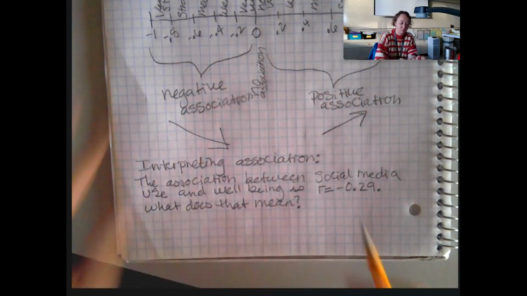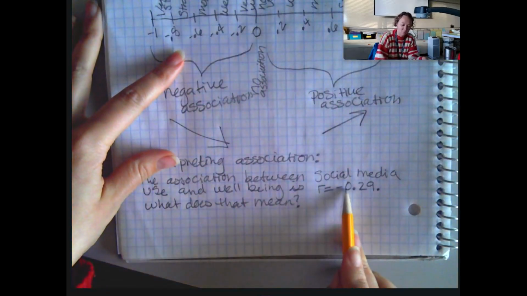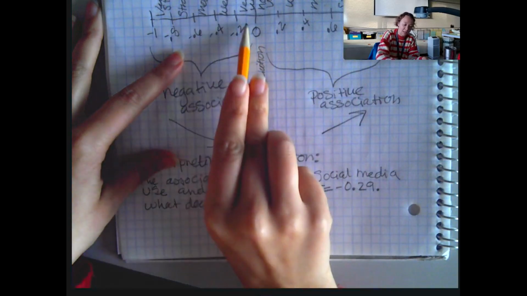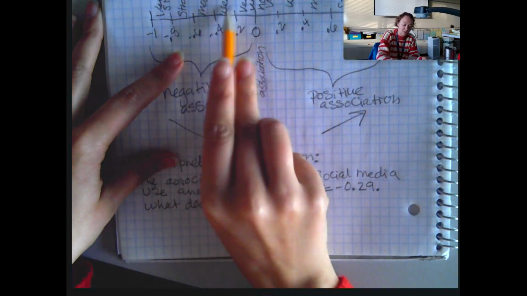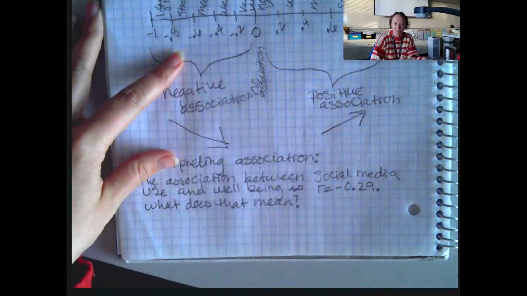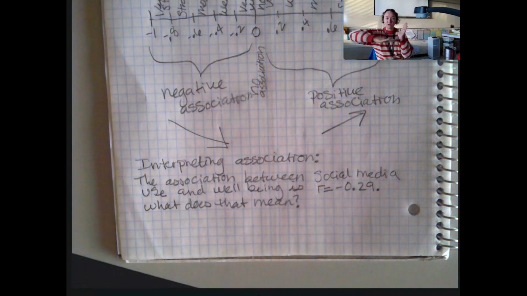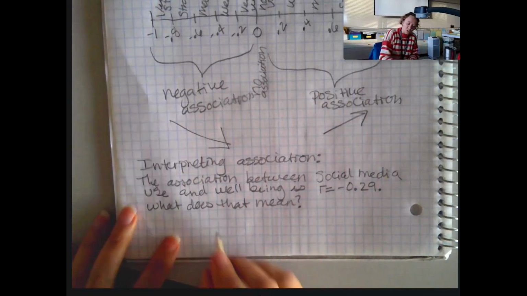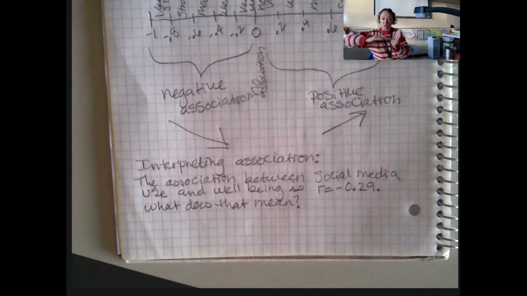So we can tell from looking up here that -0.29 puts us right in that weak to very weak negative correlation. So that would mean that as one variable goes up, the other variable goes down. So we could say that as social media use goes up, well-being goes down. But it's not a super strong association, right? It's pretty weak. The data is pretty scattered. There is a trend, but it's not a strong association.